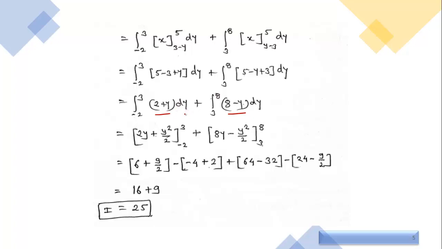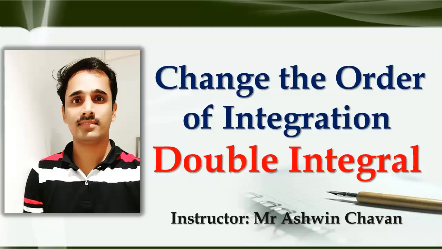If we integrate, 2 becomes 2y, y becomes y square by 2, 8 becomes 8y, and y becomes y square by 2. If you put upper limit minus lower limit in each, and simplify, you get the value of the integral as 25. With this example, I hope your concept of changing the order of integration and evaluating when the function is given is clear. Thank you.